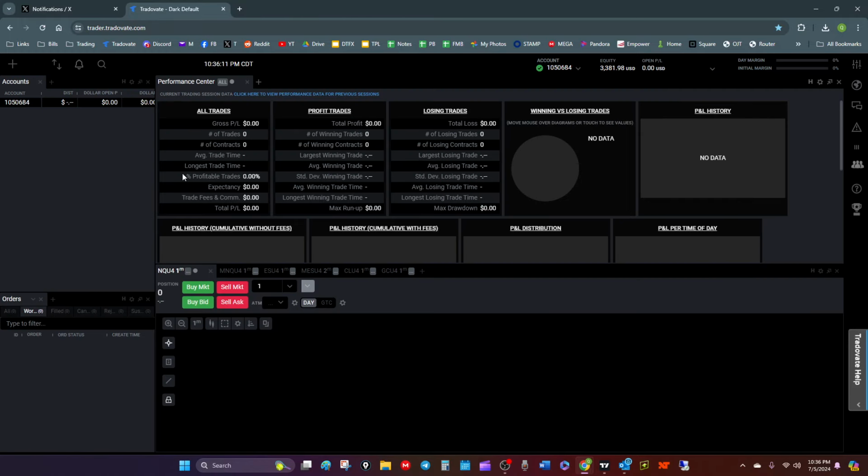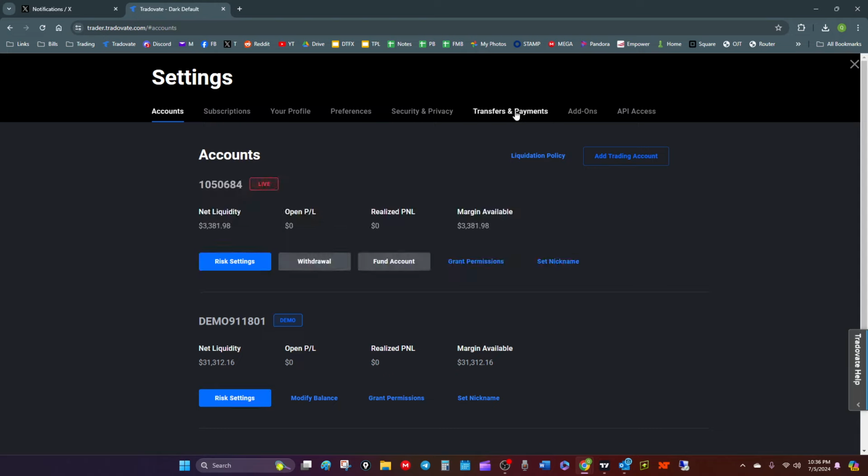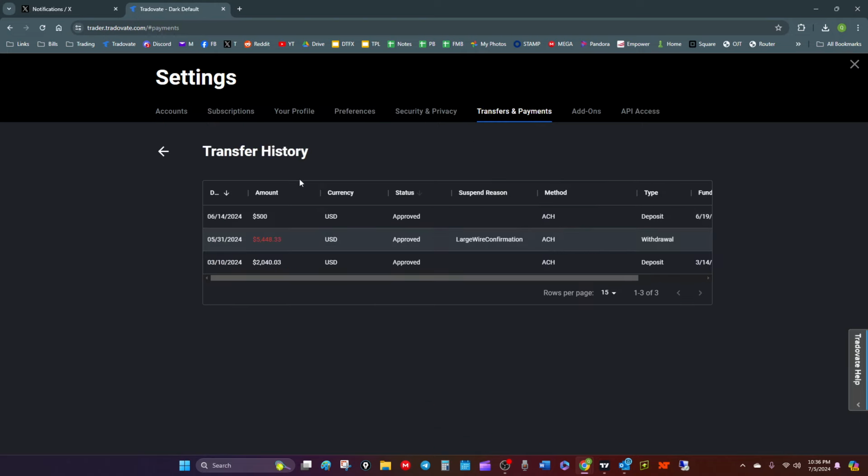So I'm logging into my live account. For those that don't know, I started with about $2,500 in March. I start with my transfers and payments, transfer history. It's only showing this year for some reason. I put in $400 last December, just opened the account, and then I started trading it in March. So I had about $2,500 in there in March. A couple months later, I had run that up to about 8,000.